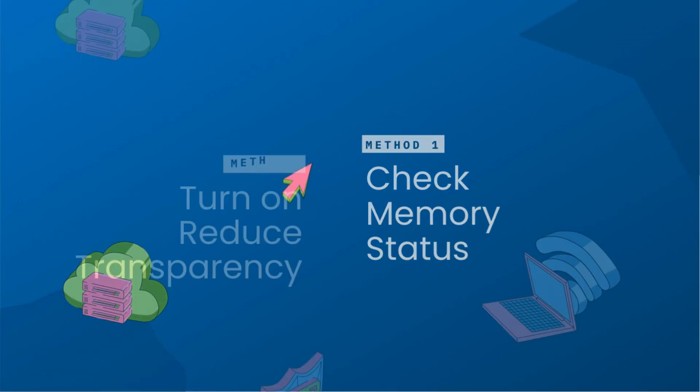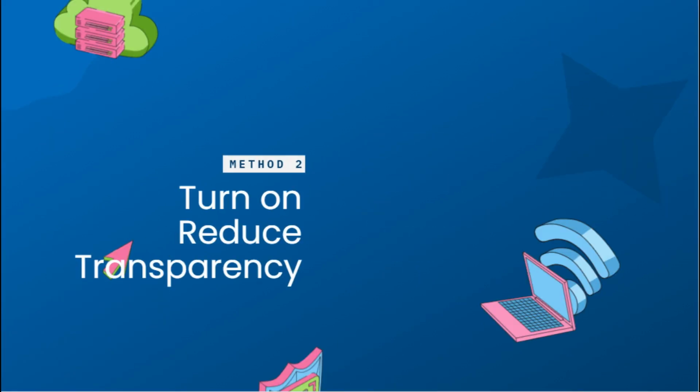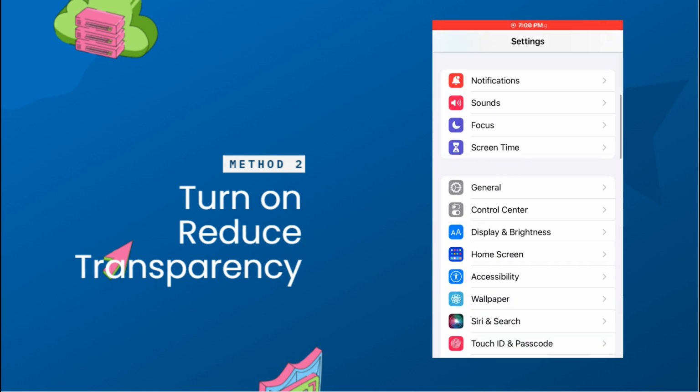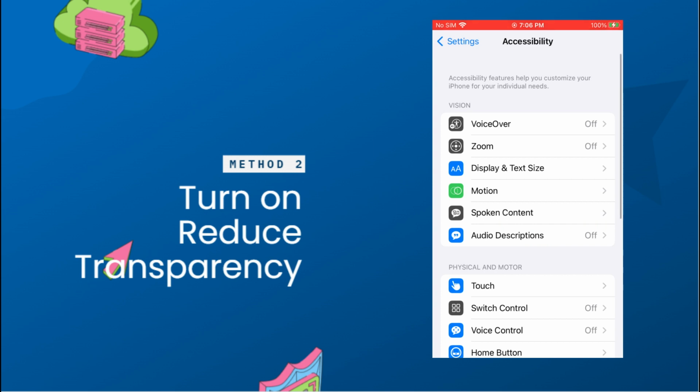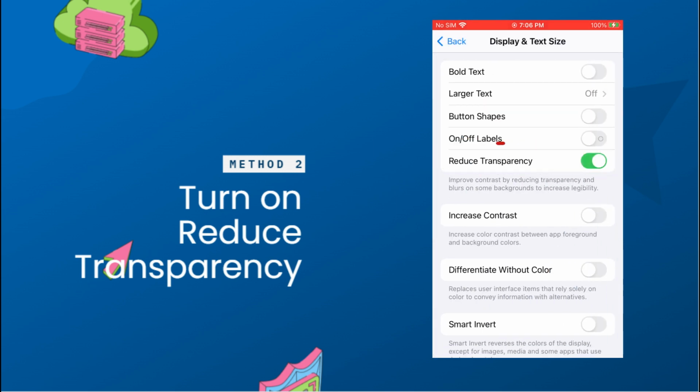Method 2. Turn on Reduce Transparency. Firstly, please head to Settings on your iPhone. Afterward, choose the Accessibility option, and then go to Display & Text Size. In this section, locate Reduce Transparency, and click to toggle it on.